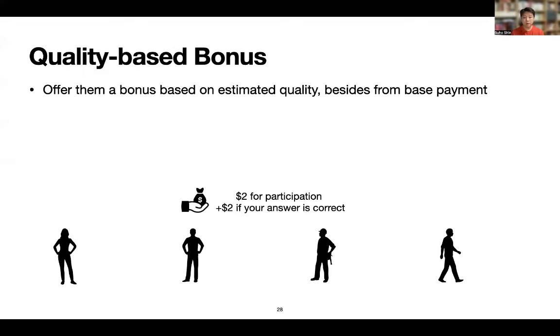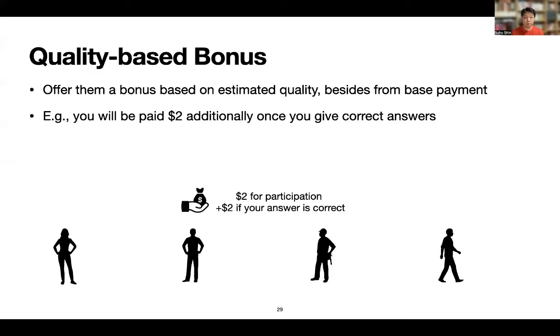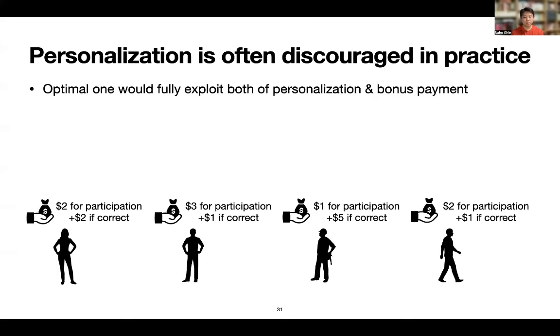Another direction is to additionally reward them a quality-based bonus upon the base payment of participation. For example, one may offer the worker a participation fee of $2 and offer them an additional bonus of $2 if the submitted answer was correct. This refers to implicit price discrimination, as it maintains the pricing contract the same across the workers, but their eventual payment is differentiated by their endogenous qualities. Then optimal pricing must exploit both the personalization and bonus payment fully.